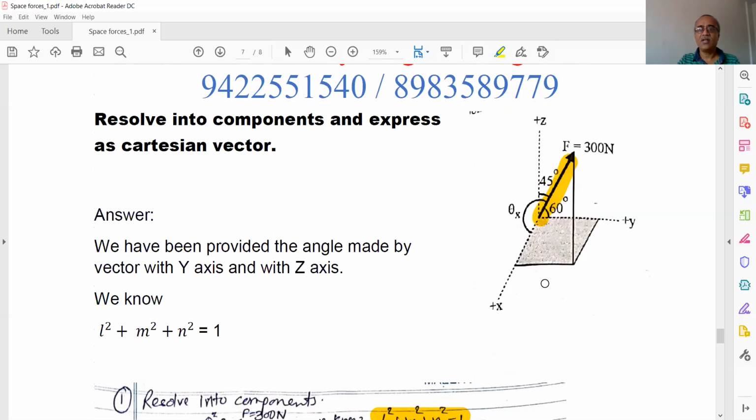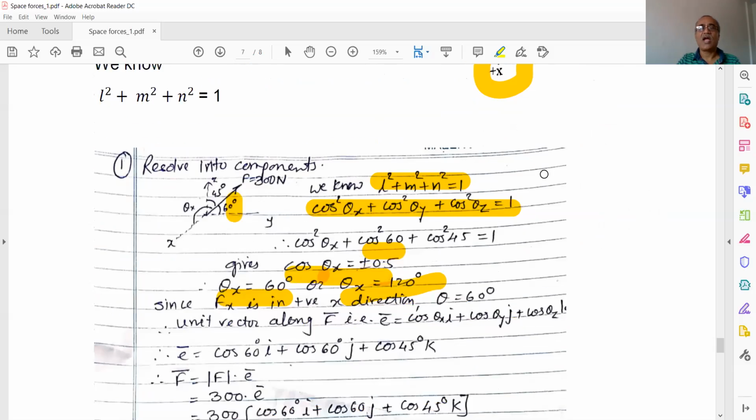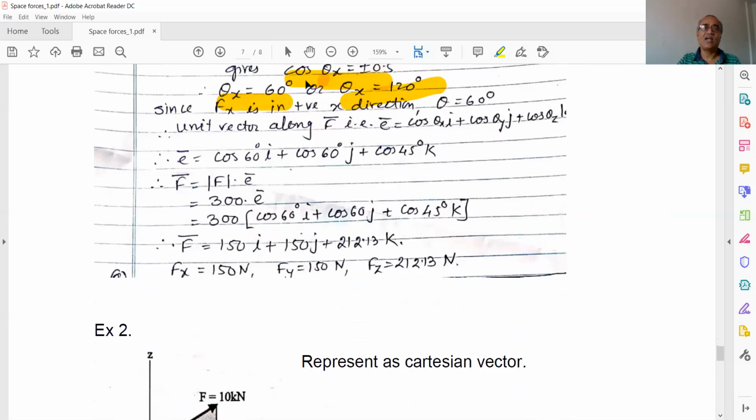Now, but what has happened, this force has been given to us in the direction of plus x, plus y and plus z. Look at the figure. It is plus x he has given, plus y he has given, and plus z he has given. So the force is directed towards the positive octant of the space. So we have to choose the angle theta x as 60 degrees over here. So again, the unit vector along the direction of that line will be cos 60 degrees i, cos 60 degrees j, cos 45 degrees k.